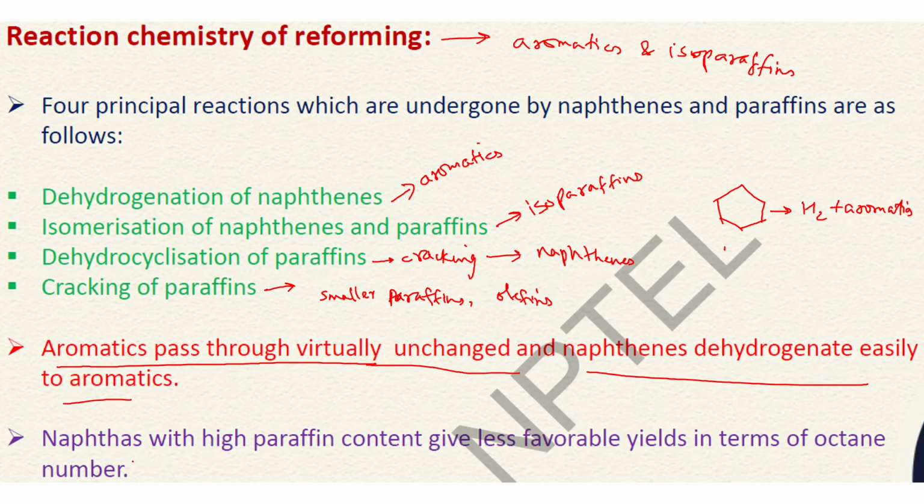Okay, naphthas with high paraffinic content give less favorable yields in terms of aromatics. As we know, for a good octane number, the requirement is aromatics and isoparaffins. And if there are a large number of n-paraffins, then the octane quality will be bad.